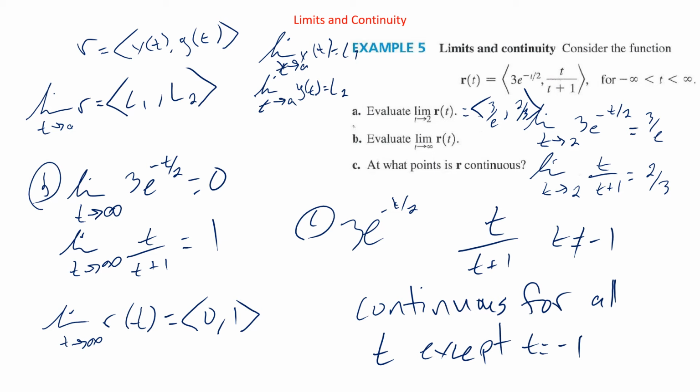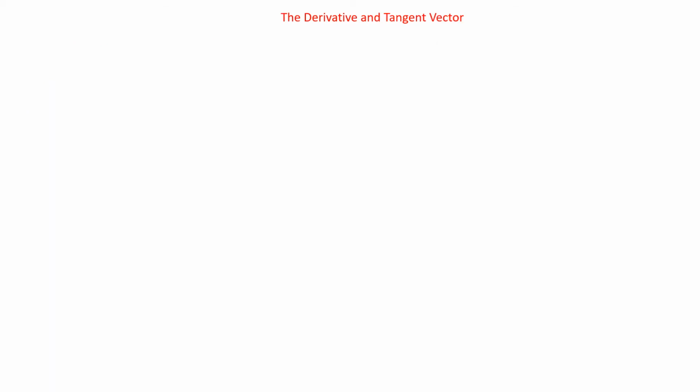If, let's say, the x component wasn't continuous at 2, it would work except for when t equals negative 1 or 2. So we just have to use both. We have to use everything. And so that's limits and continuity. With limits, we can now find derivatives, now that we know what a limit is.